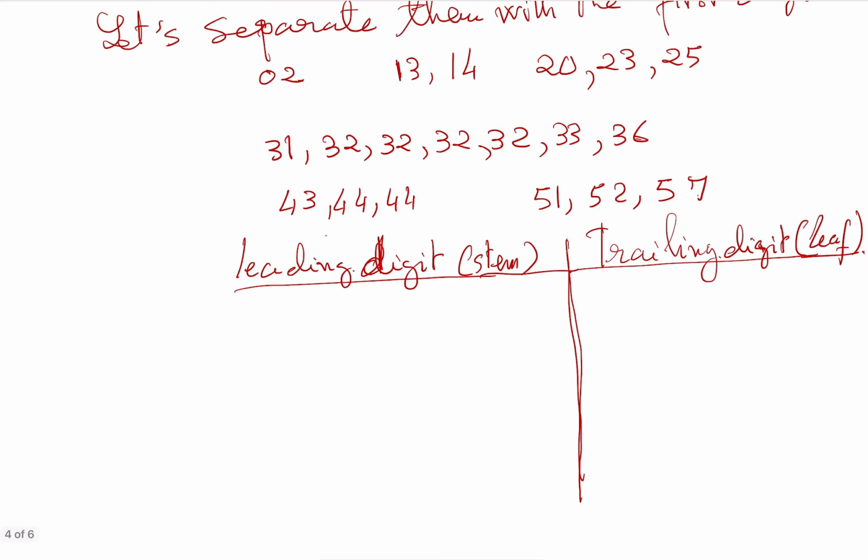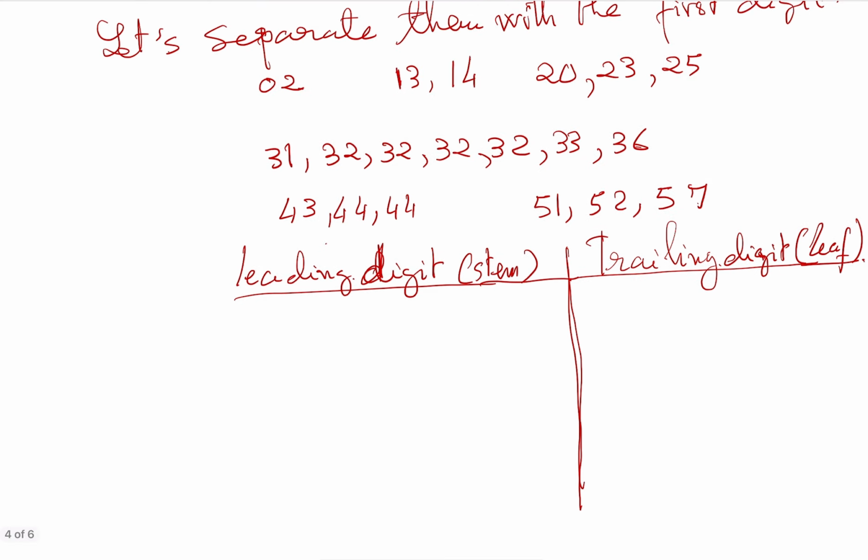Now check the first number. If you look here, we have 0 and 2. So the first number is 0, and the first number is a leading digit. You can call it the stem. The stem here is 0, I write down 0, and the leaf is 2. Write down 2 here. You got it?